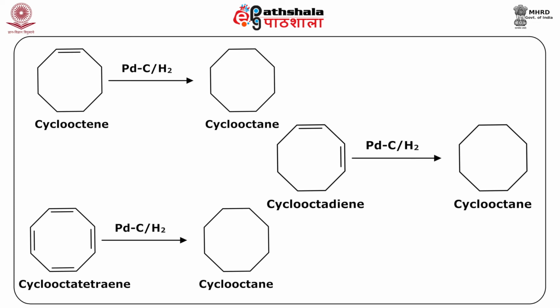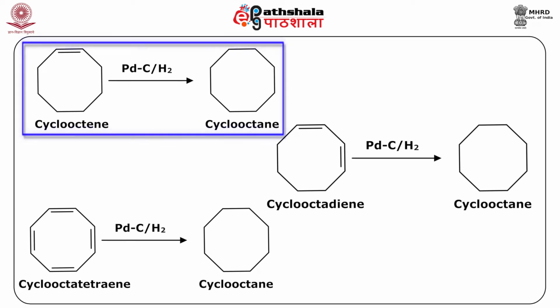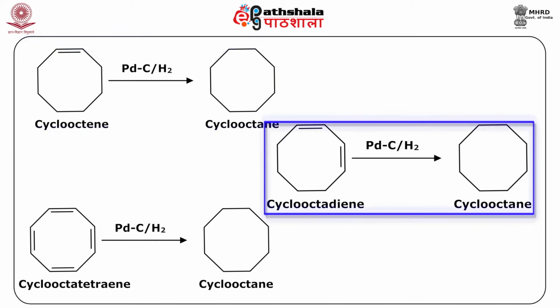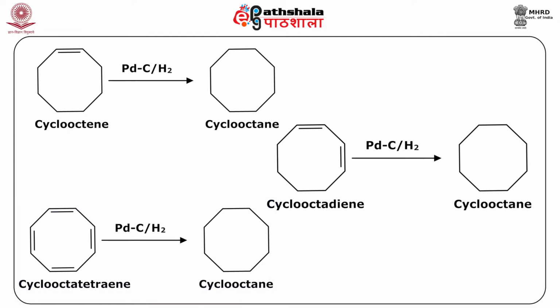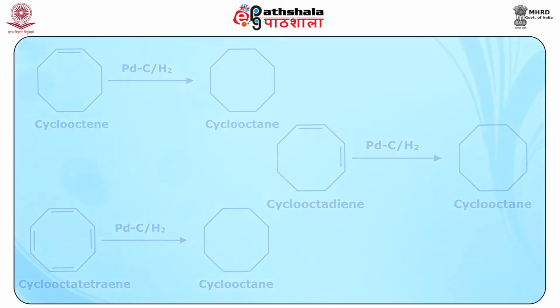The cyclooctane is also synthesized by the catalytic reduction of cyclooctene, cyclooctadiene and cyclooctatetraene using palladium charcoal and hydrogen as a catalyst, as represented in the given scheme. It is a simple hydrogenation reaction leading to the complete reduction of the unsaturated systems.